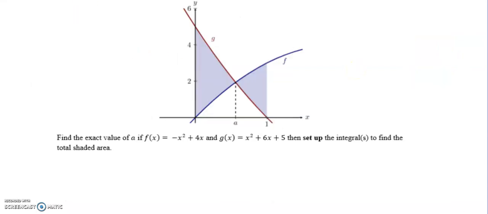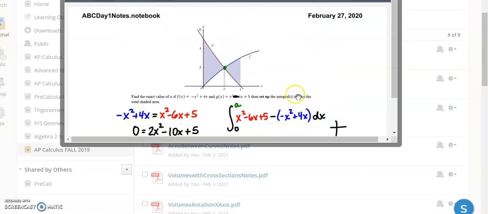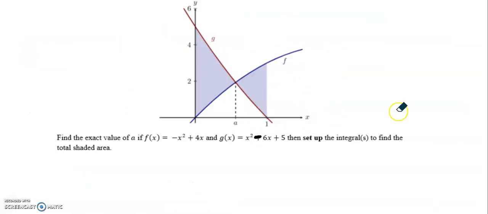All right, there is a mistake on my notes. I don't know if it's in your notes packet or not, but this should be x squared minus 6x plus 5. Double checking from last year. Yes. Okay, minus 6x plus 5. So we're supposed to find the exact value of a and then set up the integrals to find the total shaded area. Well, a is going to be where our two functions intersect.